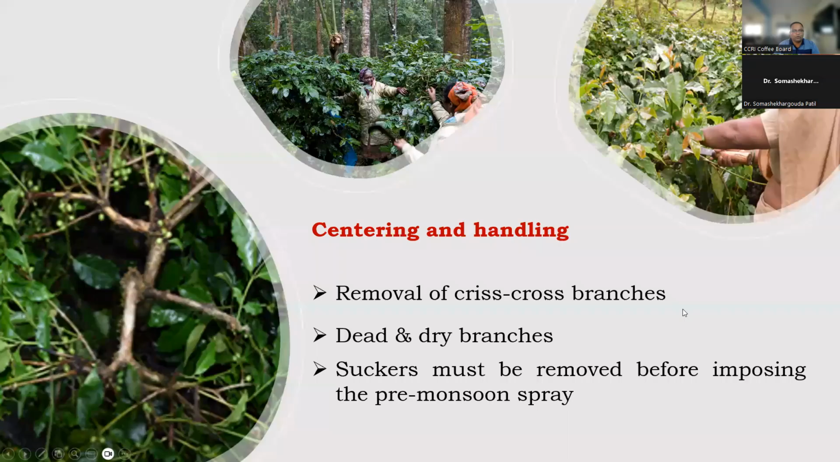Centering and handling are very important cultural practices which avoid the development of the microclimate for this type of pathogen, especially the removal of the crisscross branches and the suckers, so that it avoids the development of microclimate, and it also minimizes the spraying solution.